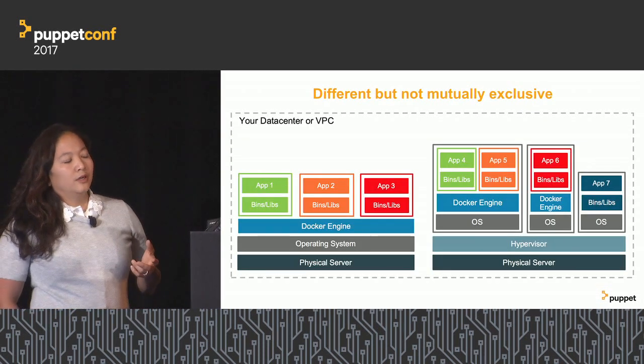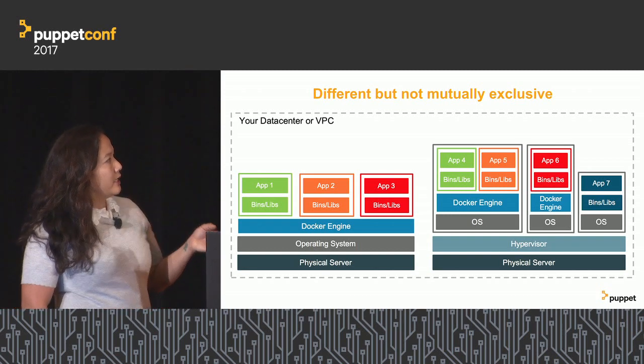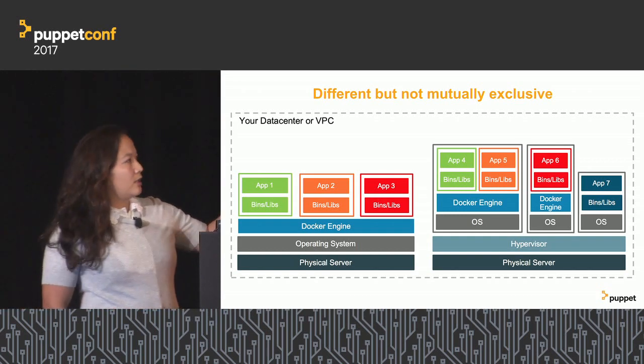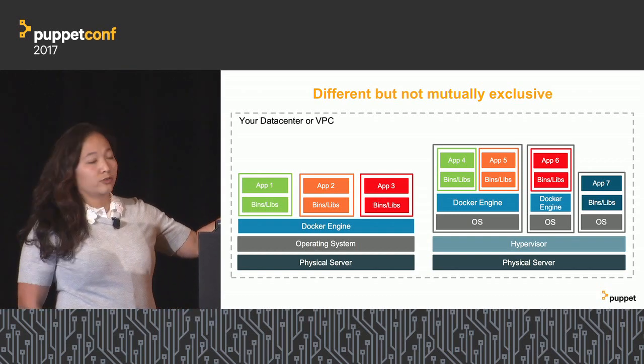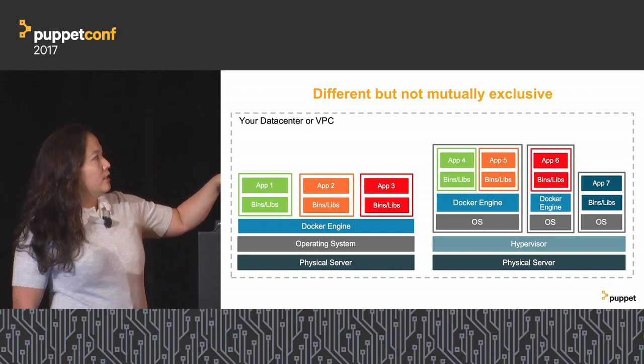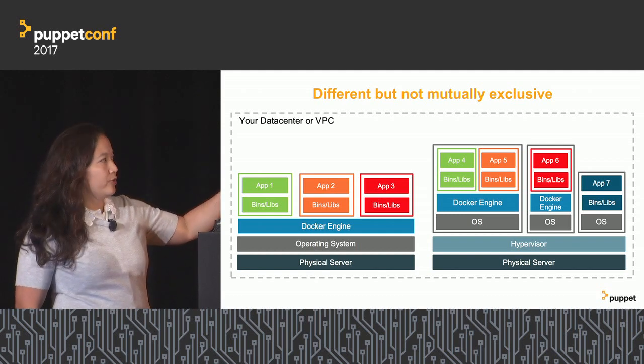However, that doesn't mean they can't coexist. So on the left-hand side, we see a bare metal Docker engine environment. You have your physical server, your operating system, and your Docker engine installed, and then your individual containers running, right? So you have all your application and library requirements.